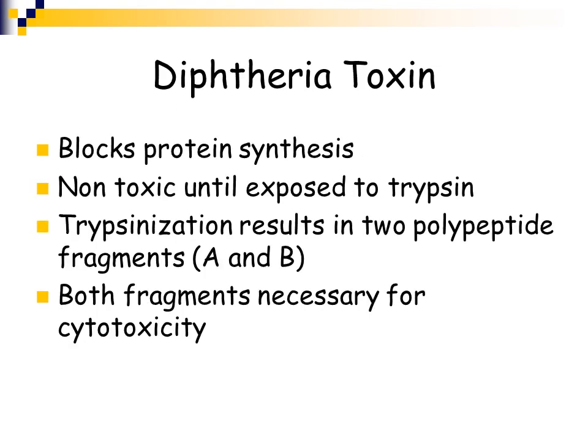The diphtheria toxin blocks protein synthesis. What happens is the toxin is there, it's not doing anything bad until it's exposed to trypsin. Trypsin will cleave it into two fragments, fragment A and fragment B. And once it's cleaved into these two fragments, it then goes and starts killing the cells in the body.